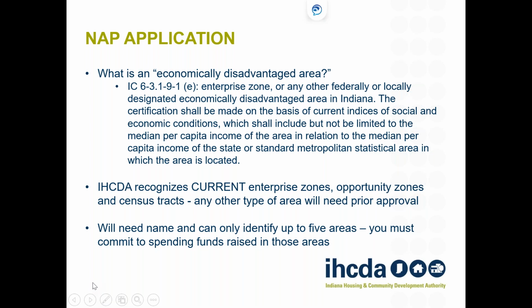And then the big change that we made for this year is that you can only name up to 5 areas, and when you say that you're serving those areas, you are committing to spending the funds that you receive for distributing NAP tax credits in those areas. Last year, we received quite a few applications that listed all enterprise zones in Indiana, or all opportunity zones in Indiana, or all qualified census tracts in Indiana, which are quite a few, so that made for the application to be very long. And we don't think that fits the spirit of neighborhood-based assistance.